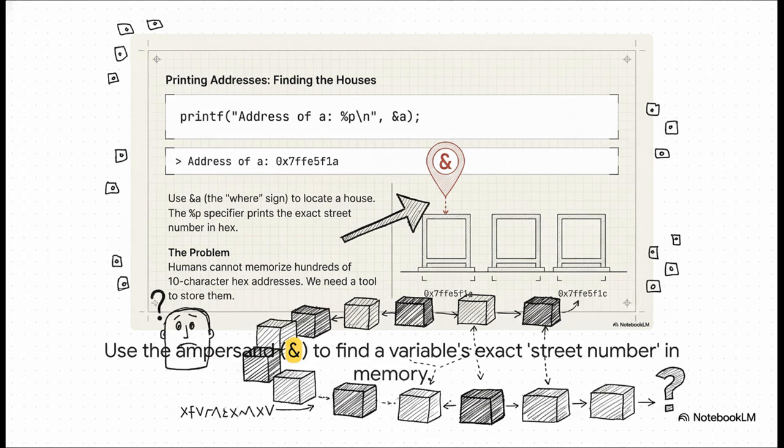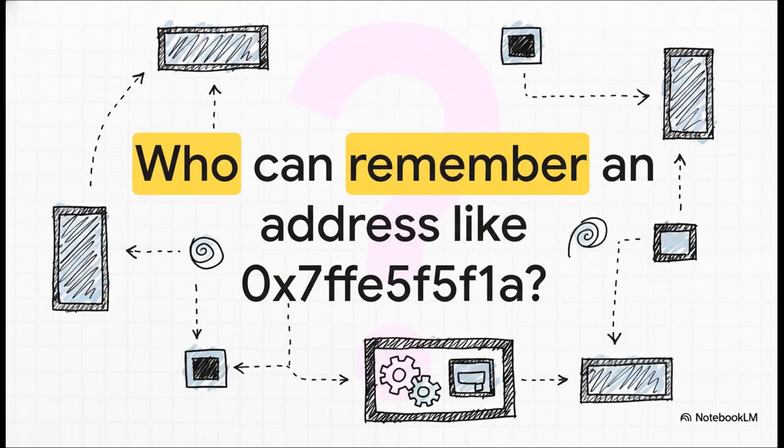And, well, that right there brings us to a huge problem. I mean, seriously? Who's going to remember an address like 0x7555F1A? And not just one, but hundreds of them. No way. It's totally impractical and just asking for mistakes. We need some kind of tool, right? A system that can store and use these addresses for us, so we don't have to.